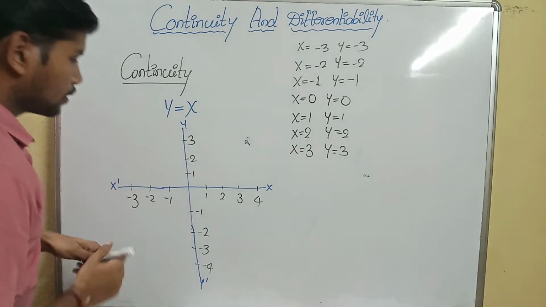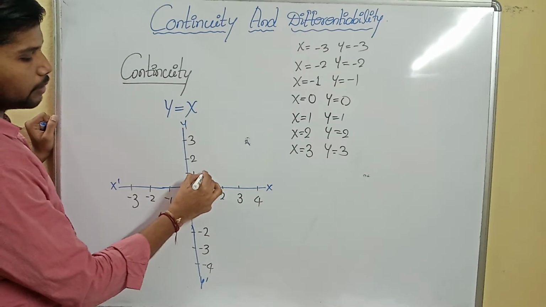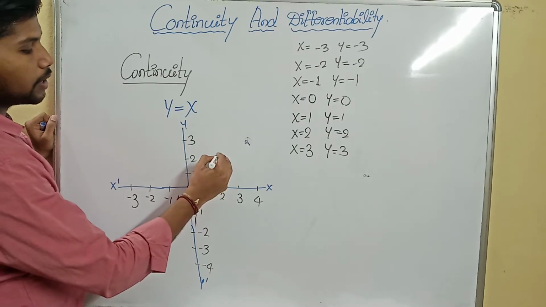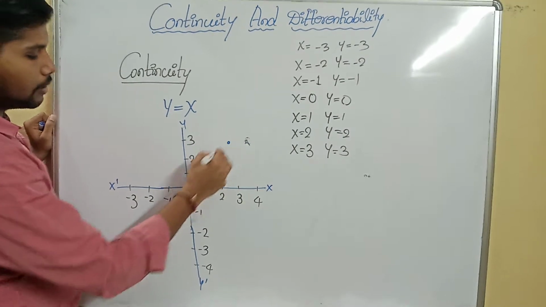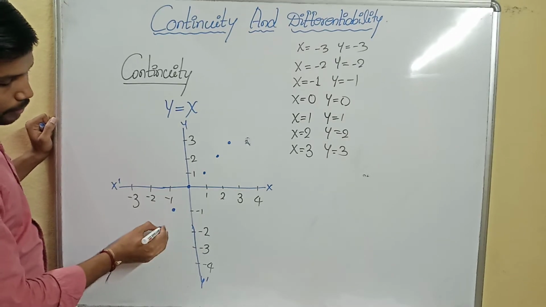See here, if x is 0, y is 0. X is 1, y is 1. X is 2, y is 2. X is 3, y is 3. X is minus 1, y is minus 1. X is minus 2, y is minus 2.